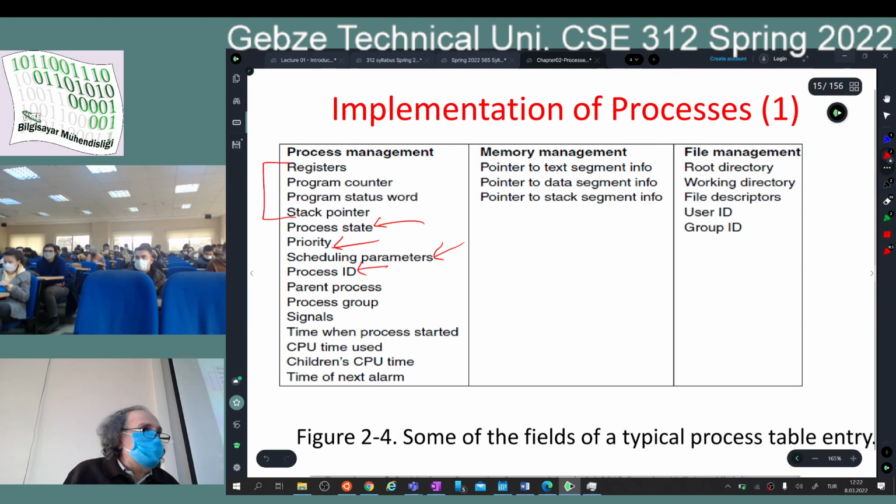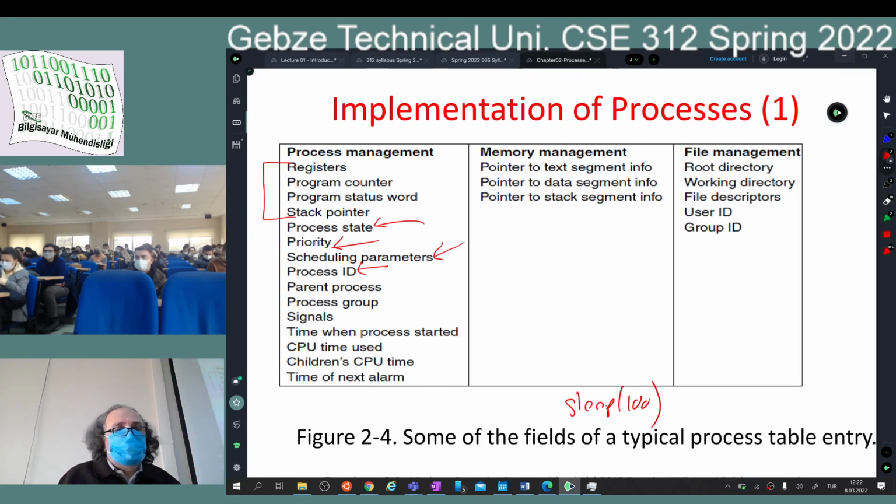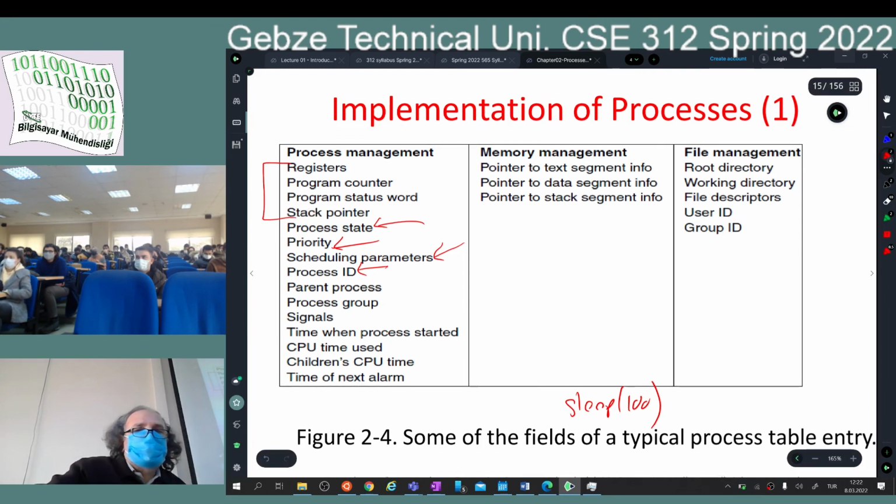And time of next alarm. The alarm is the timer. Remember this one. When I say sleep 100, I am setting up the alarm, the timer, in the process table. I am blocked, and I keep that data inside this process table. So these are process management related stuff.